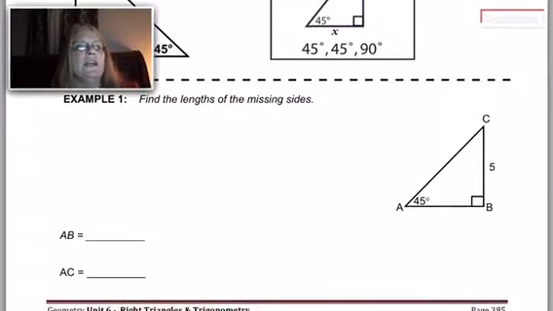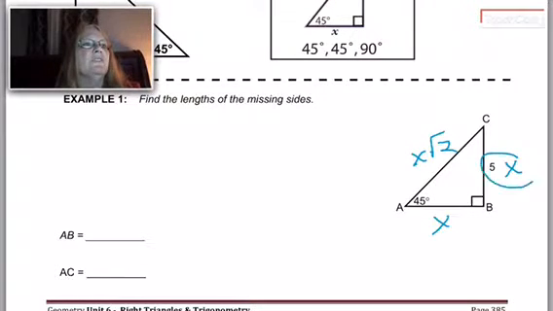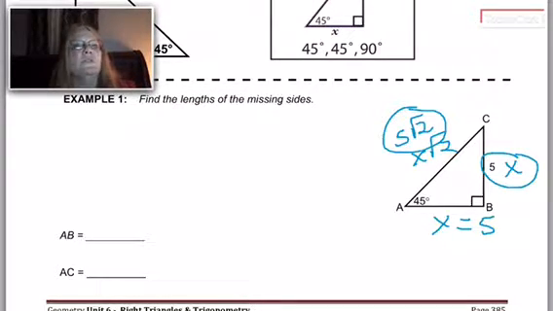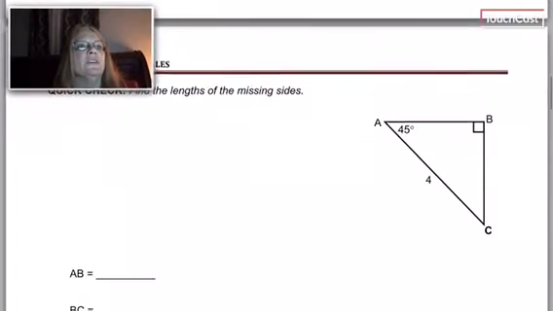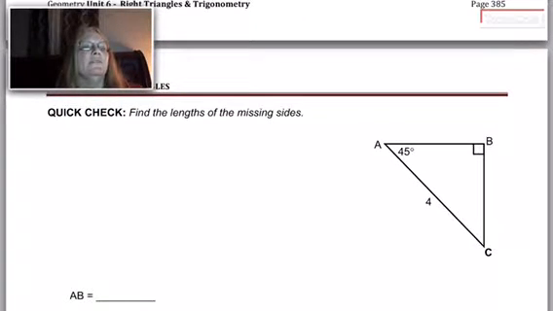Okay, so in example 1, the first thing I would like to see you do is put x, x, x to the square root of 2. And so if this x is 5, well, this x is also 5, and this side is 5 times the square root of 2. So AB is 5, and AC is 5 times the square root of 2. Go to the quick check. Please try and do this one yourself.